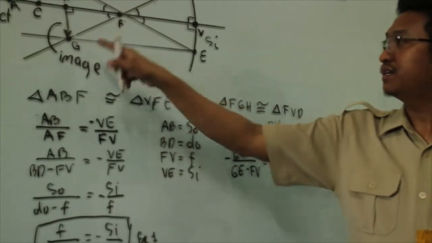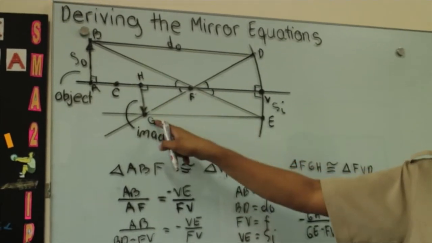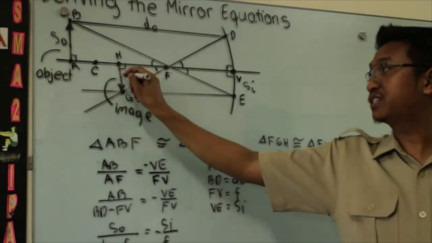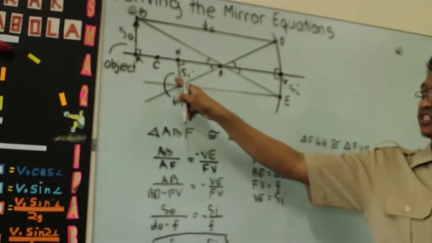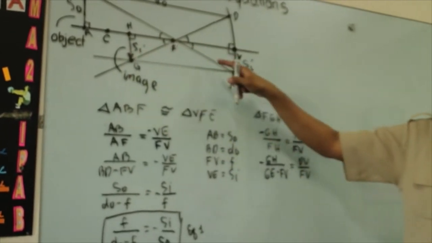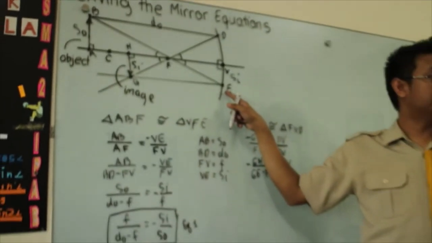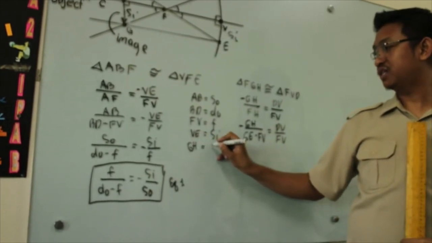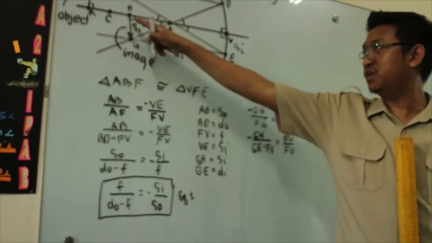Now take a look at HG. What do you think is the quantity that will represent HG? Where are the images found? It's the SI, or size of the image. So we're going to assign quantities to represent this. This length will be SI, because that's the size of the image formed in our diagram. And what is GE? Let's write here: HG or GH is SI, and GE is DI, the distance of the image from the mirror.